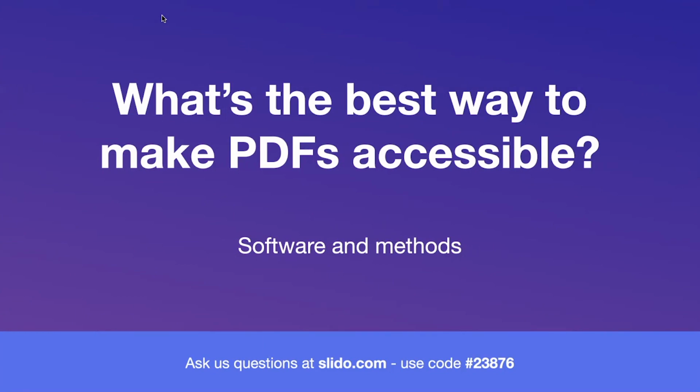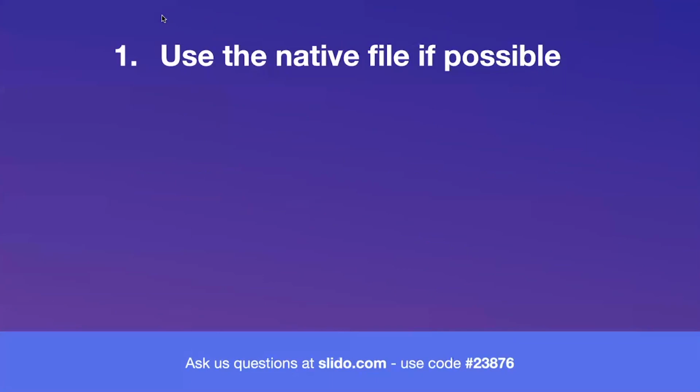If this is something people want to go into more, I could easily do an hour on this. But to get you going, the first thing I'd recommend is using the native file if possible. And what I mean by that is, if you have a Word document especially, and a lot of PDFs are Word documents, you don't want to try and fix the PDF. What you want to do is go into Word, and there's a couple of options. You can easily Google this information, but it's very simple.